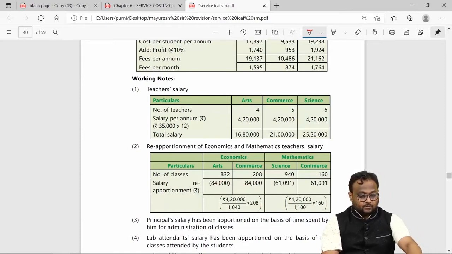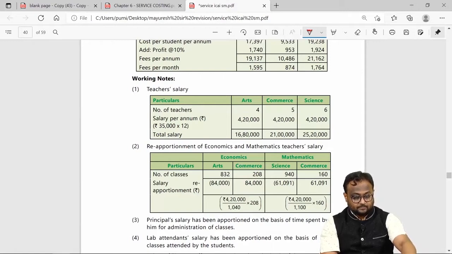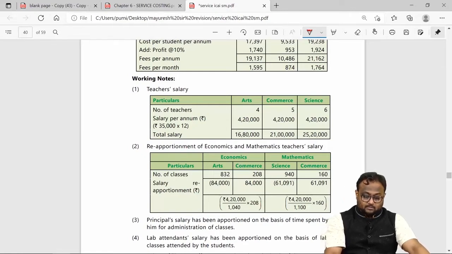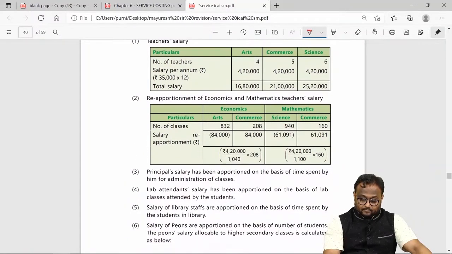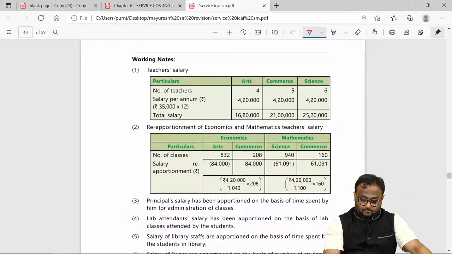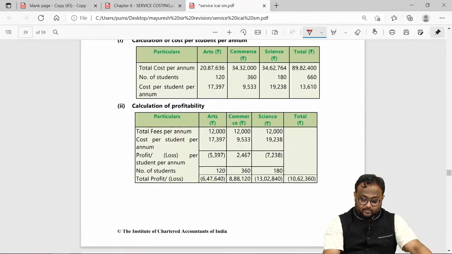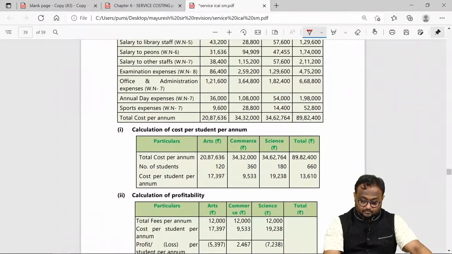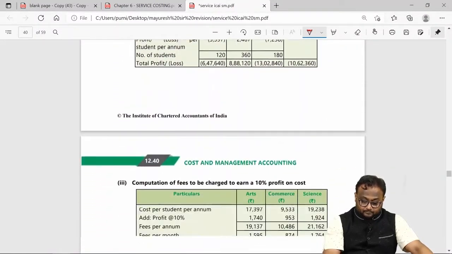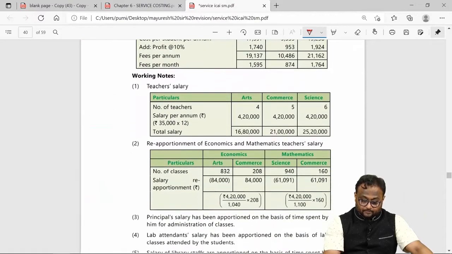Similarly, 4,20,000 is paid to the science teacher for 1,100 classes. 61,091 will be deducted from science and it will be added to commerce. So if you see the teacher's remuneration, it goes this way.